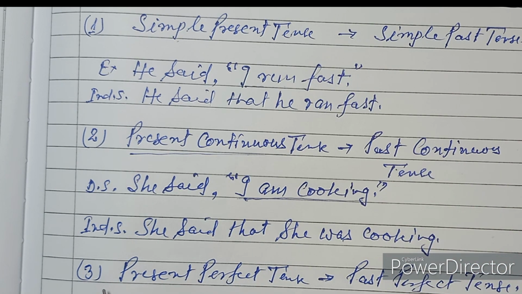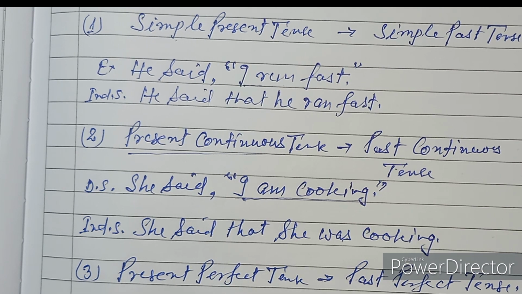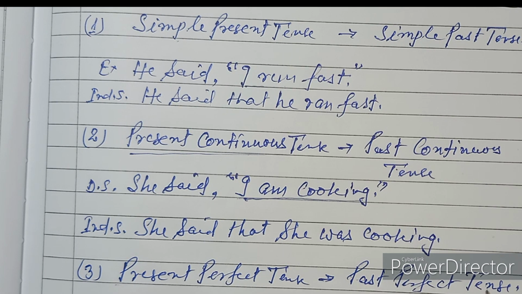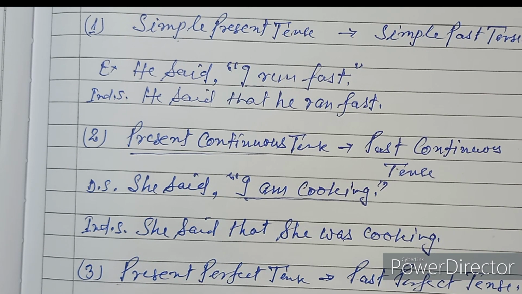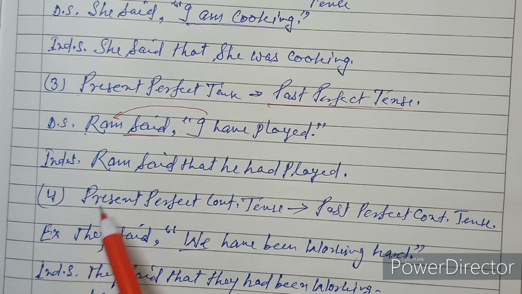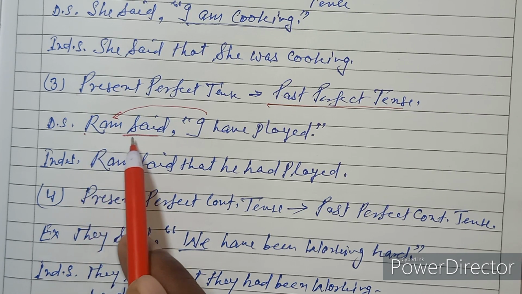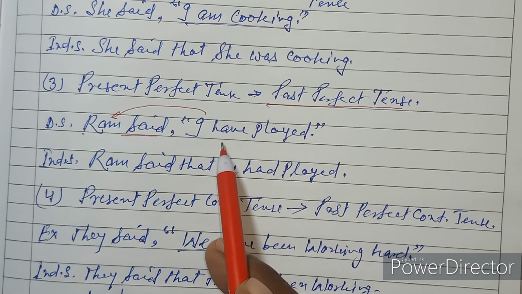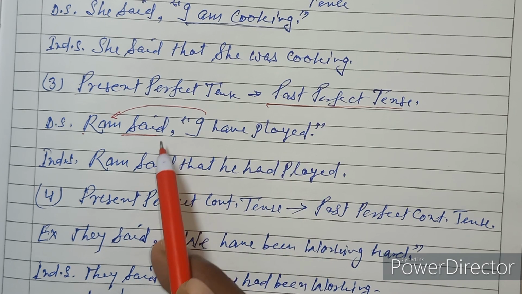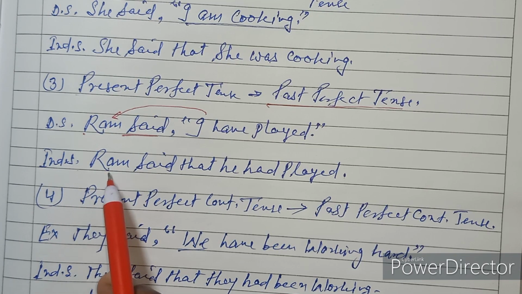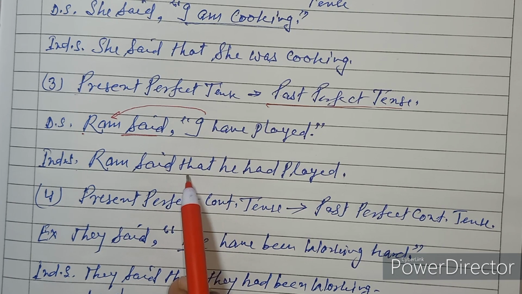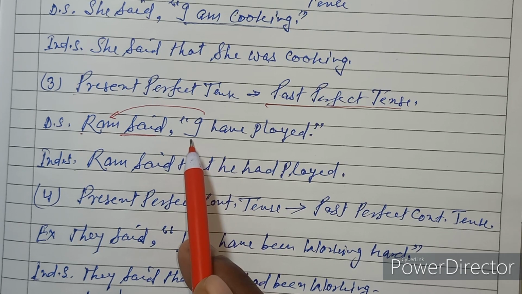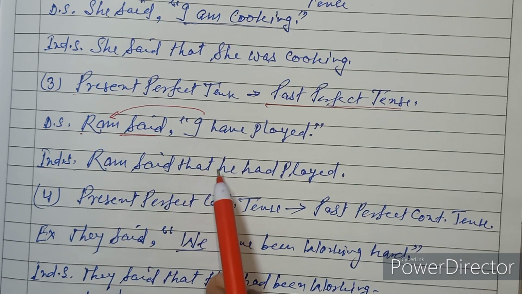In rule number 3, present perfect tense. This is what? Present perfect tense. This will change into past perfect tense. Look at the example. Ram said, I have played. You see the sentence in the double inverted comma is present perfect tense. Now we will change it into indirect speech. Ram said that. To remove comma we use that. He had played. How he had played? Because I is first person and it has changed according to subject.